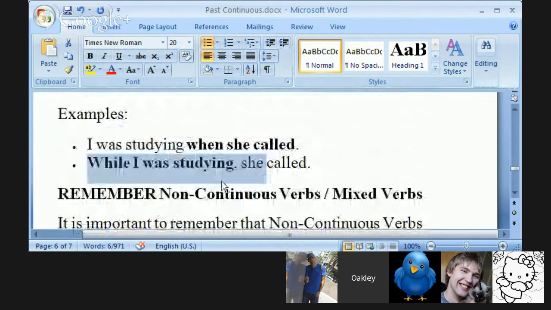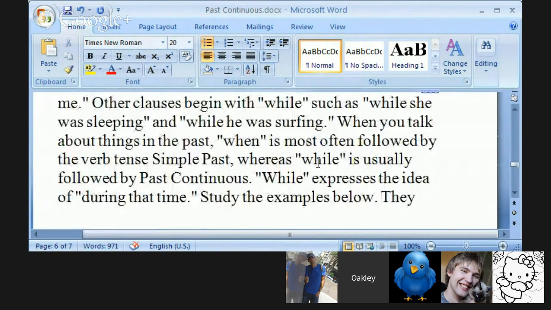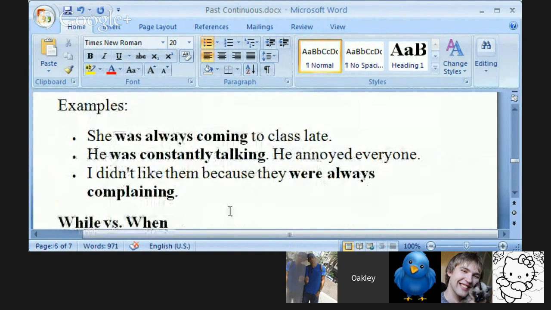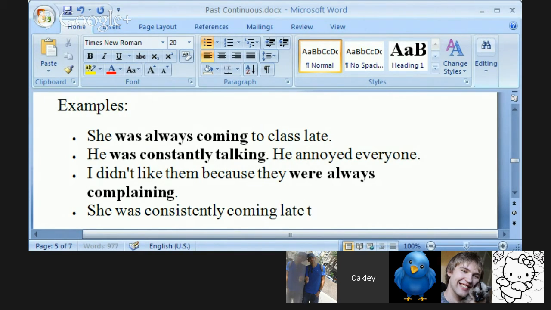Sorry. Maybe annoying, but I have to ask this. Sure. So you have this sort of like always, constantly, but what about other words that may indicate duration? For example, persistently, relentlessly, consistently. Okay. Well, this is more of a colloquial type. Let's see. She was coming late to class, for example. Okay. Sure.